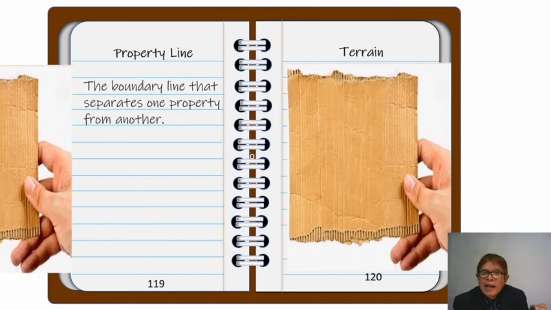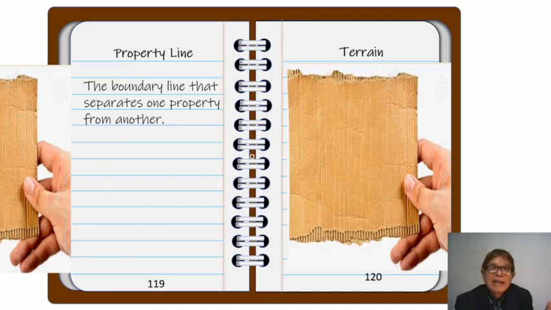Property line. Property line is the boundary line that separates one property from another. Oftentimes, your buyer would ask you, up to where is my property? And you can reply by saying, this marker here, sir, is your property line. Beyond this property line is your neighbor's line.